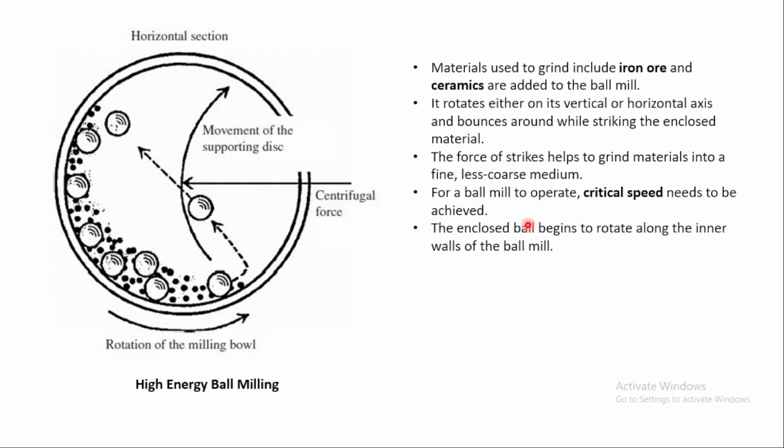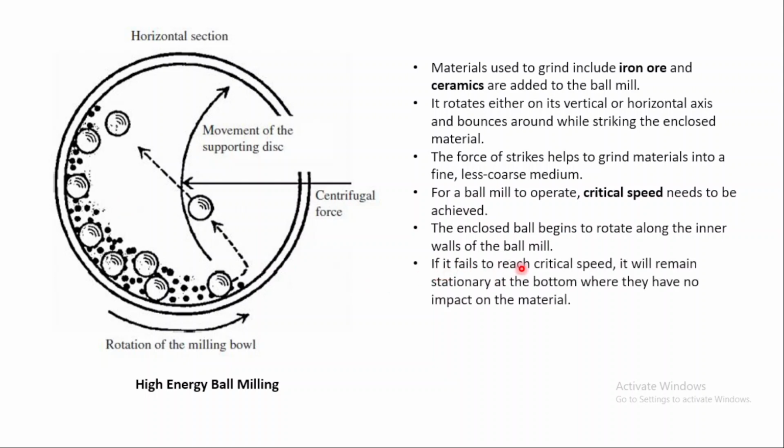So the outer ball needs to rotate at a particular speed, which is the threshold. Above that speed, we can obtain nanomaterial size. The force of collision will be greater and we can obtain a smaller size of particles. The enclosed balls begin to rotate along the inner walls of the ball mill, as we have already discussed.